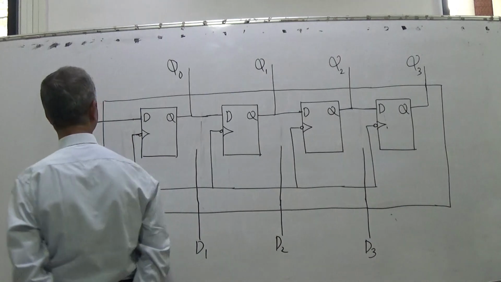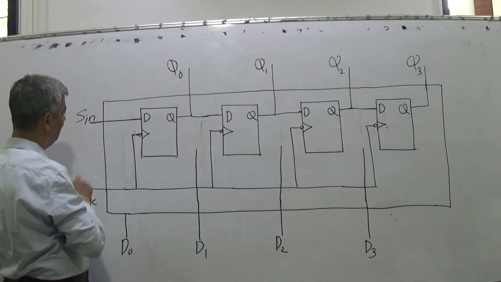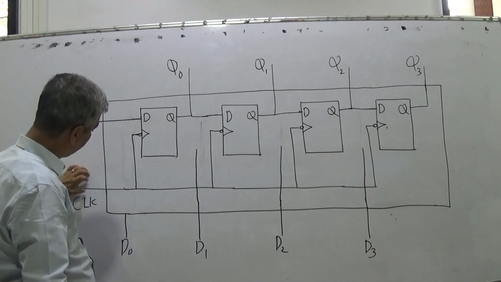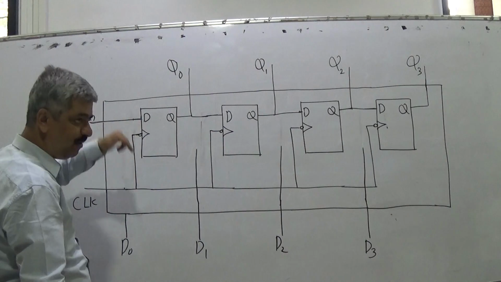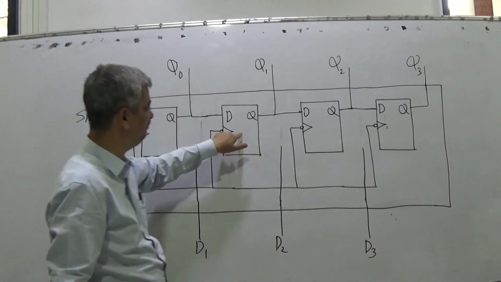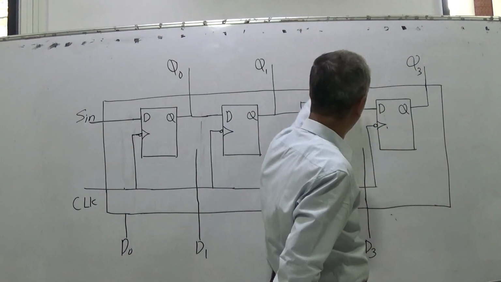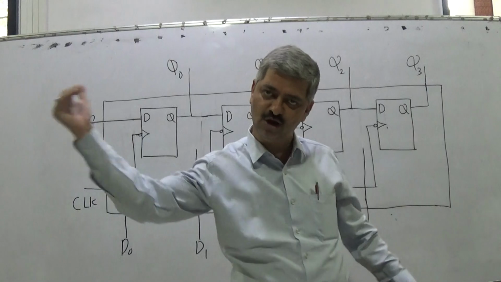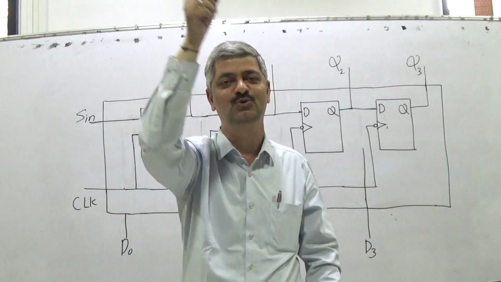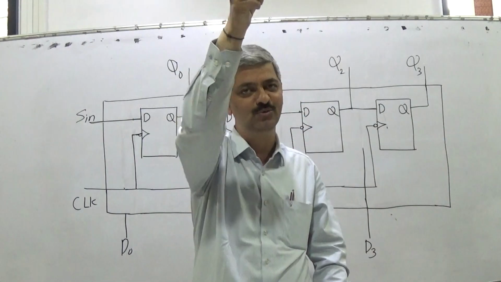Whenever clock comes, what will be transferred to Q0? S in. This is called a serial input mode. Whenever the clock is available, at the time of the falling edge of the clock, this flip-flop is having S in at its D. This flip-flop is having Q0 at its D. This flip-flop is having Q1 at its D. And this flip-flop is having Q2 at its D. So whenever clock comes, serial input would be transferred to Q0, old Q0 would be transferred to Q1, old Q1 will be transferred to Q2, old Q2 will be transferred to Q3.